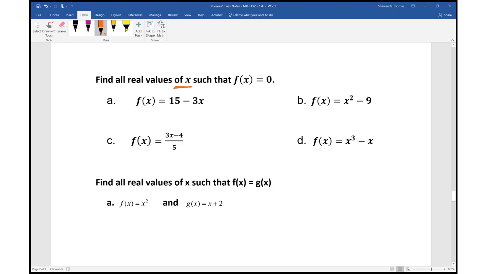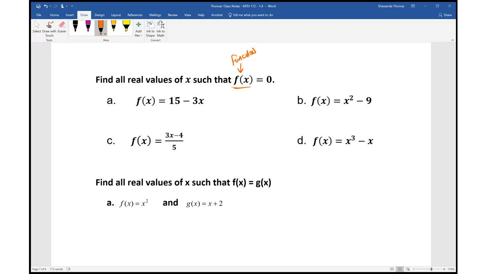So obviously this does not mean let x equal 0, because it's saying we have to find values of x such that f of x equals 0. And we know that f of x is the same thing as y, right? So we're going to set the function to 0. This represents the function. And here, if we look at example A, f of x equals 15 minus 3x, that's our function. Our function is this, 15 minus 3x. So we are setting 15 minus 3x to equal 0.